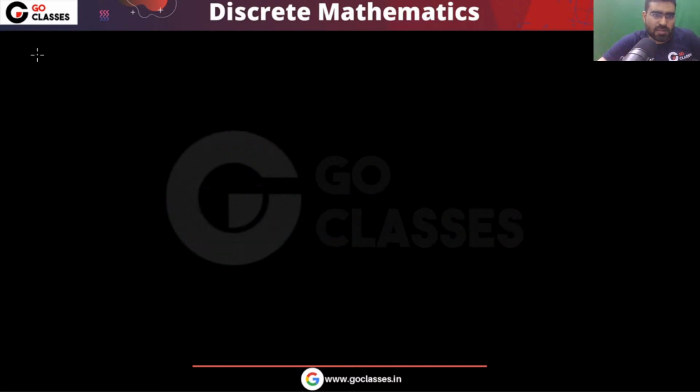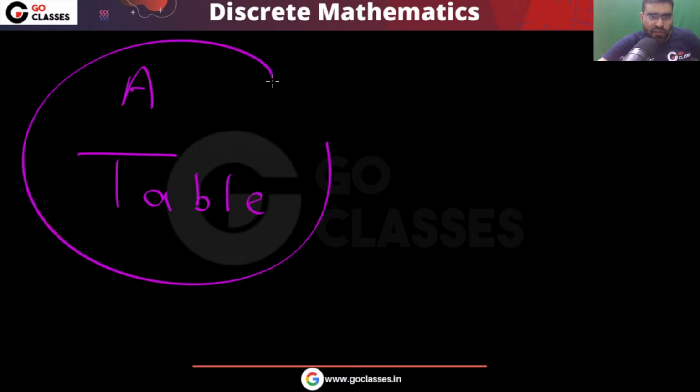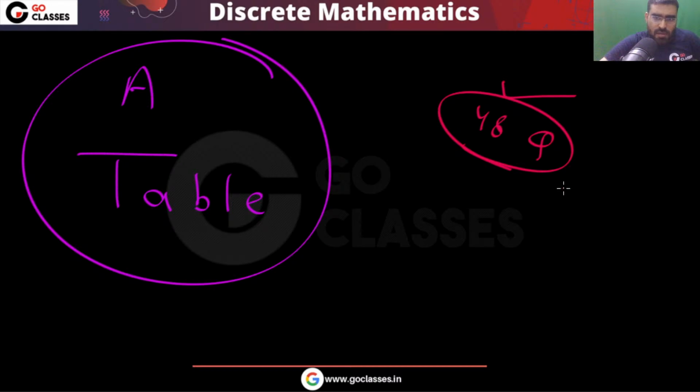So now I am giving you a table. You will not find this table anywhere. And if you find this table anywhere, it simply means they have taken it from Go Classes, because I created this table. I solved all the 48 questions, and after solving and proving 48 questions, I created this table. So if you find it anywhere, it is definitely taken from Go Classes.